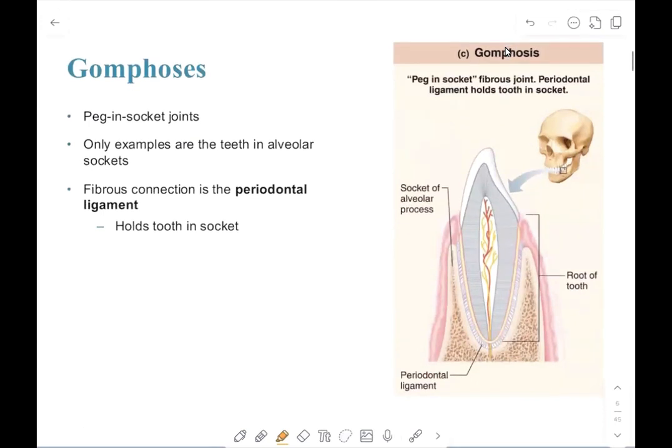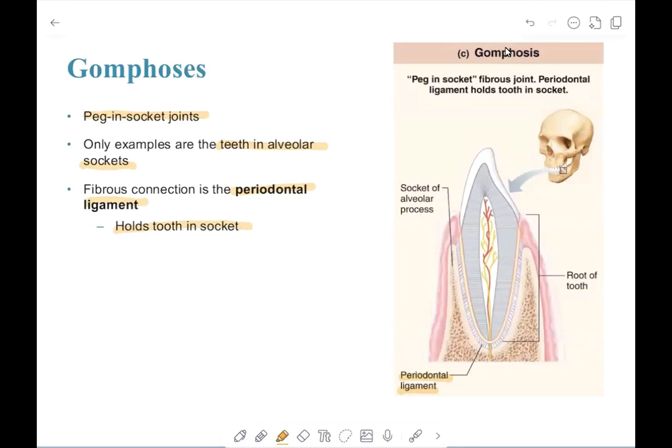The third example of a fibrous joint is the gomphoses. For the gomphoses, imagine the first part of that word sounds like gums. So it's a peg-in-socket joint. The only example is where the teeth are in a depression called the alveolar socket. There's a ligament here called the periodontal ligament, which is going to hold the tooth in a socket.